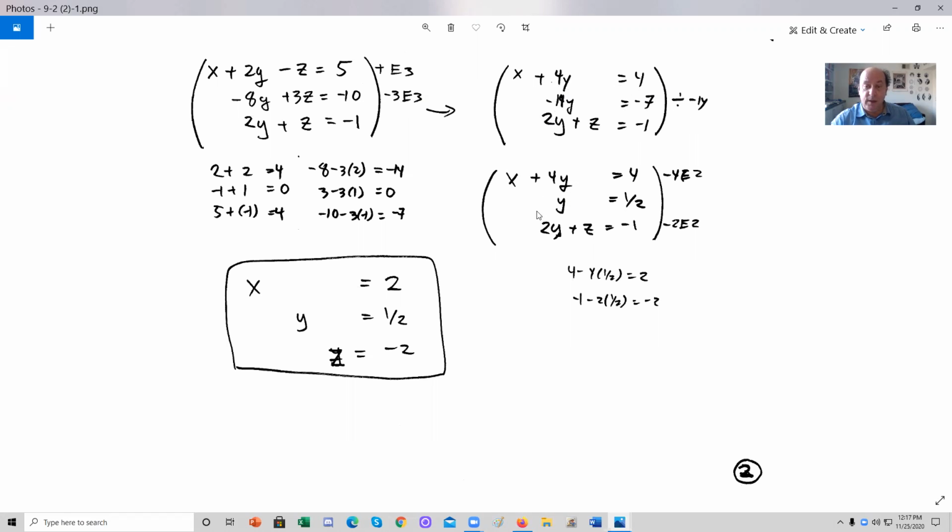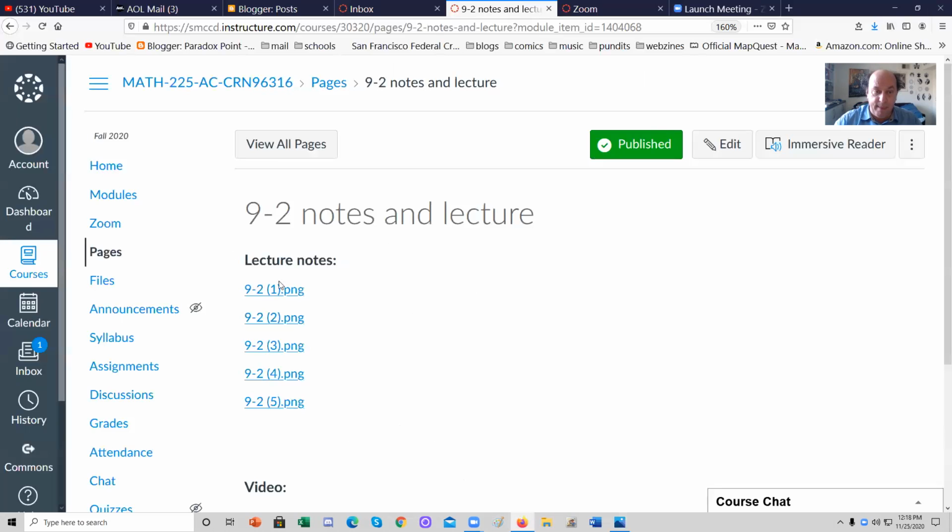And then, since we have a y here, we'll subtract 4 of equation 2 from equation 1 to eliminate this 4y. Subtract 2 of equation 2 from equation 3 to eliminate this 2y, which is basically the same as a substitution. And we get x equals 2, y is a half, z equals minus 2. And there you have it. There's the solution.